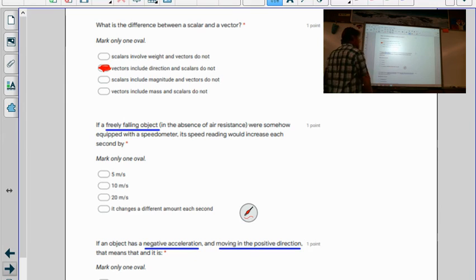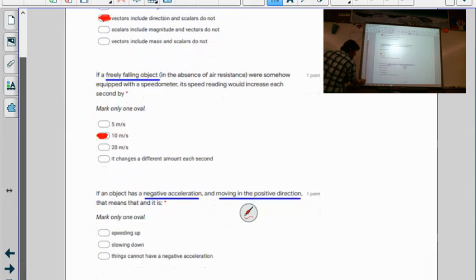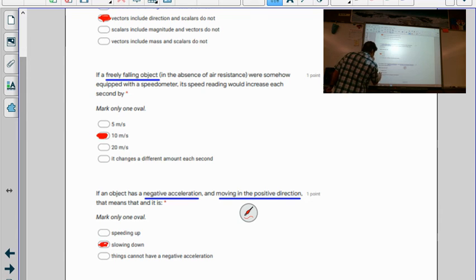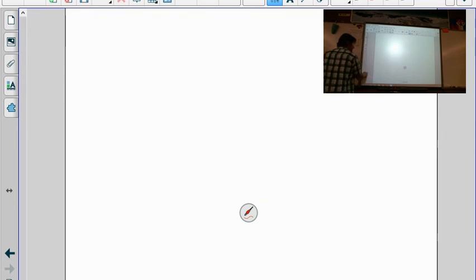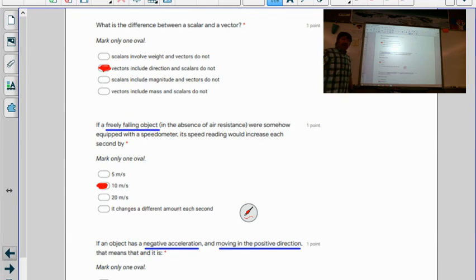If a freely falling object in the absence of air resistance were equipped with a speedometer, it would accelerate at 10 meters per second per second. So its speed would increase 10 meters per second every second. If an object has a negative acceleration and it's moving in the positive direction, that means it will be slowing down. And that was the last one.